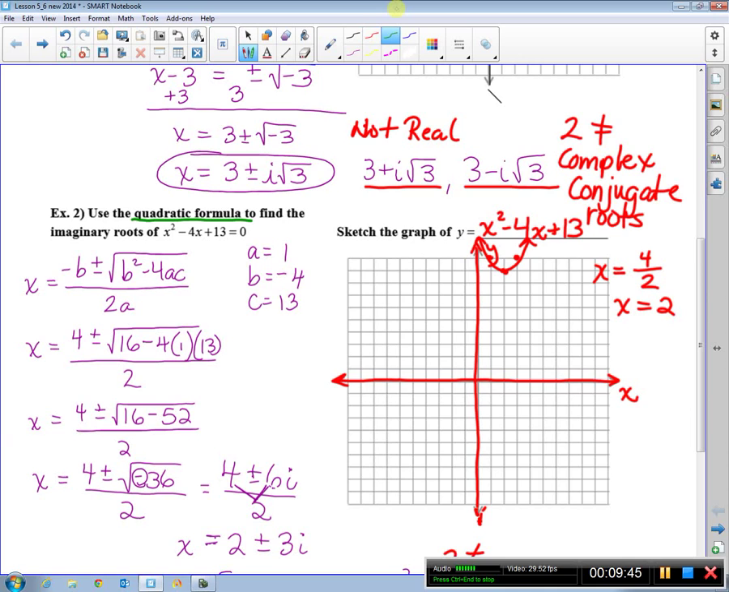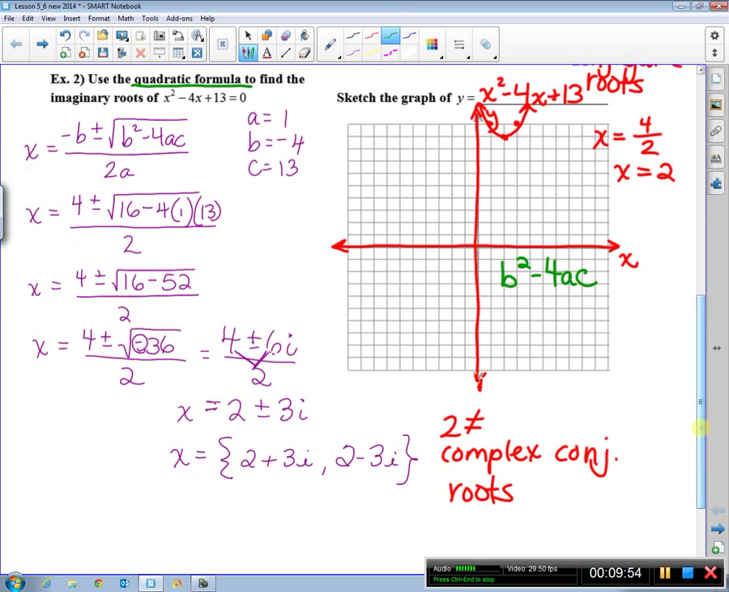Now let me connect this with another thing that we learned in this unit, and that was the discriminant, b squared minus 4ac. Since I've already solved for the roots, I know that my roots are complex conjugates. They're not real. So what should I find when I determine the discriminant? I should find that my discriminant is negative, less than 0.